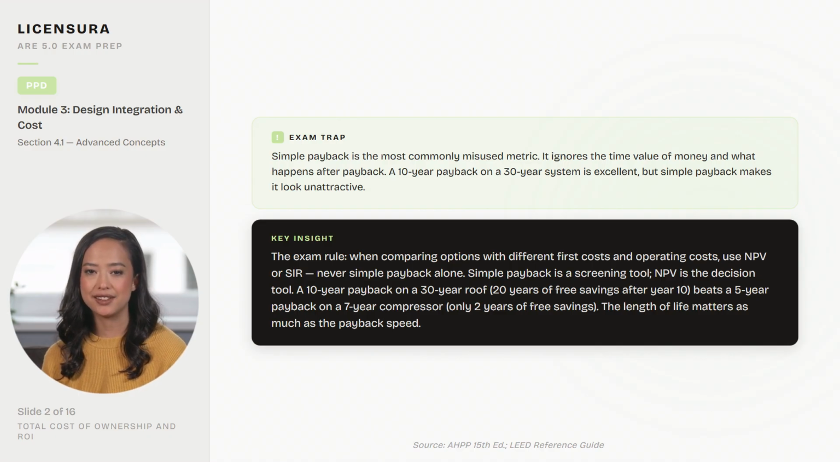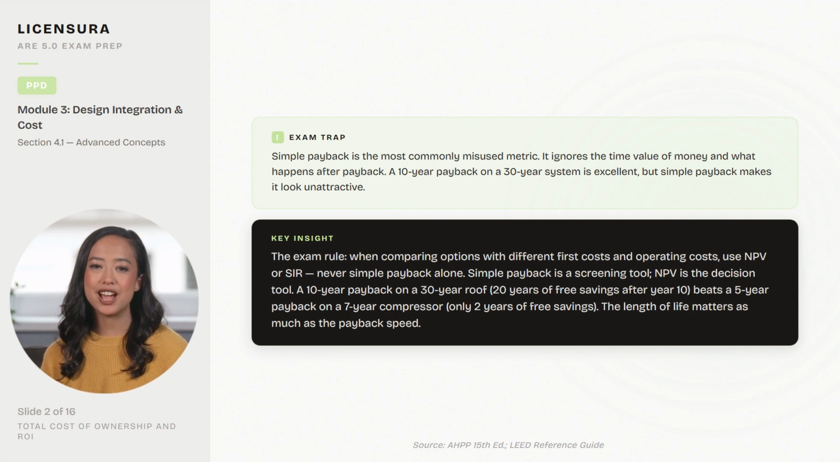Here's the key insight. The exam rule: when comparing options with different first costs and operating costs, use NPV or SIR. Never simple payback alone. Simple payback is a screening tool. NPV is the decision tool.